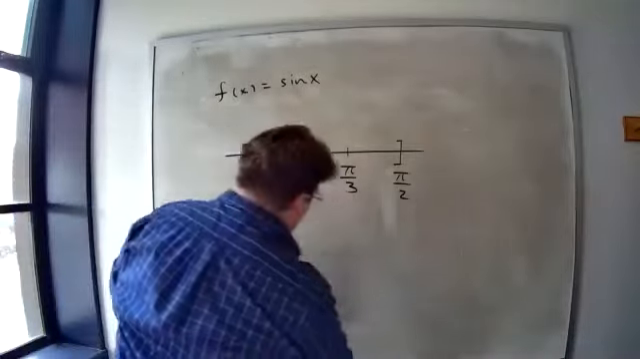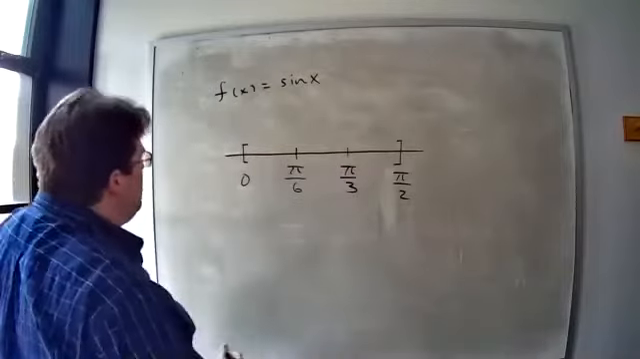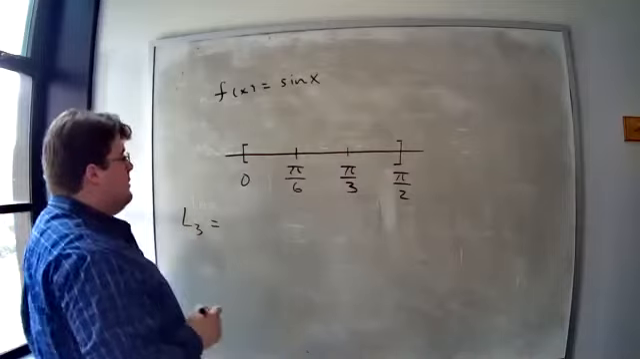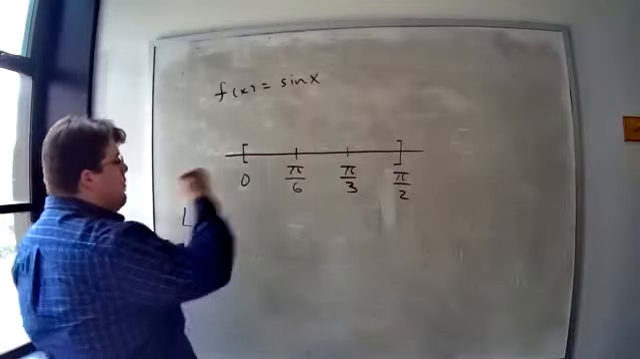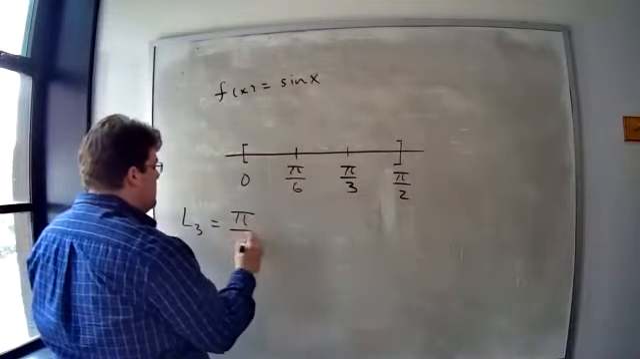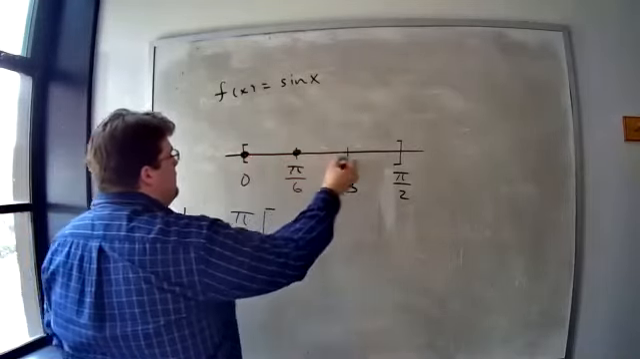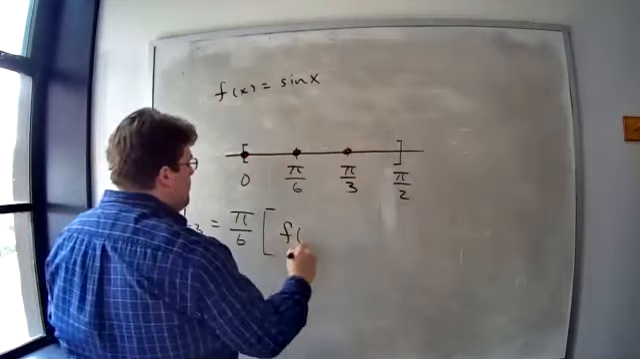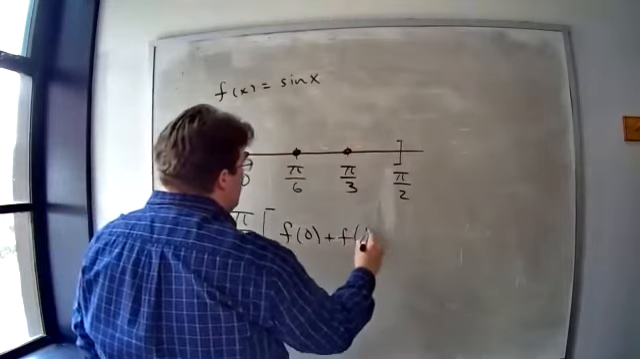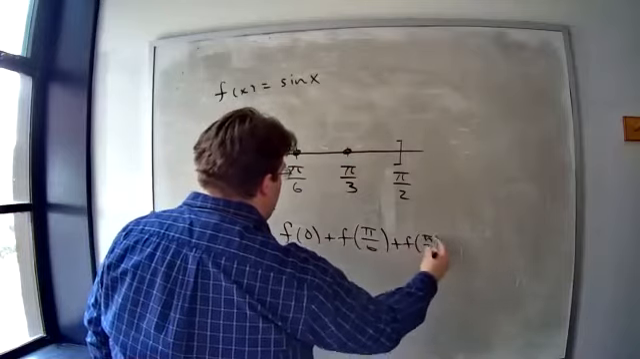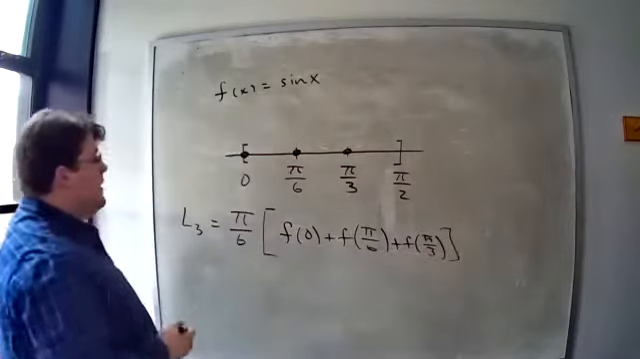So now we need to set up our approximations and simplify them. Here L3 would equal what? The one side times the other. The one side is always pi over 6. The heights here are given by the left endpoints. So f of 0 plus f of pi over 6 plus f of pi over 3. And we need to find what those are.